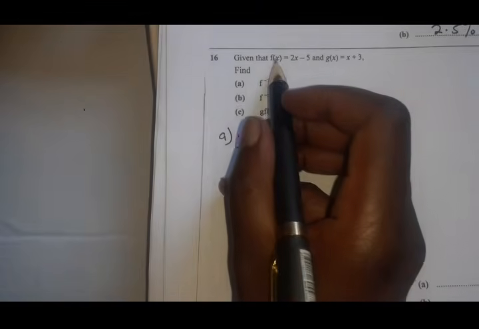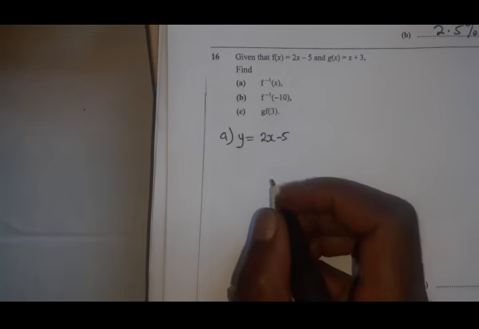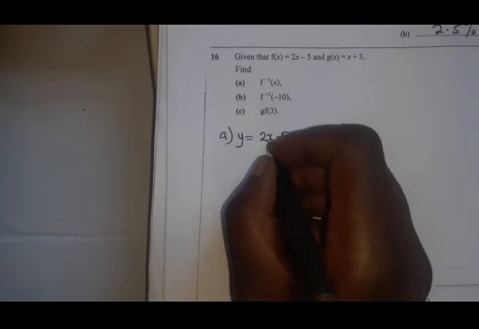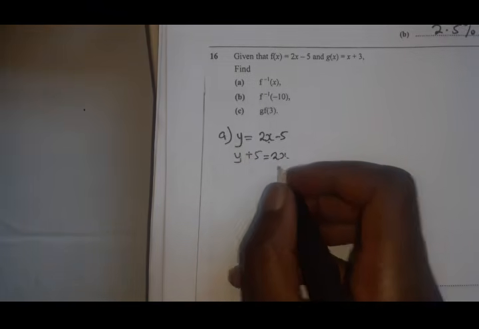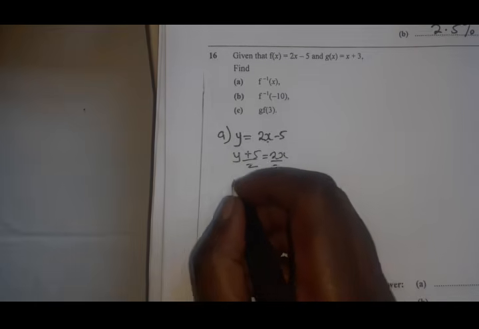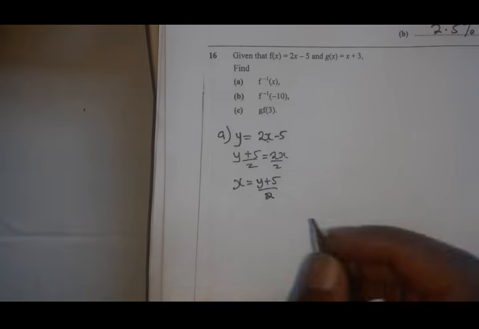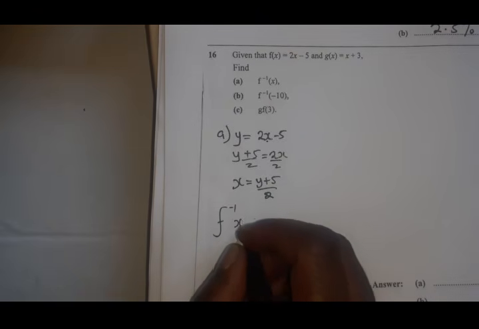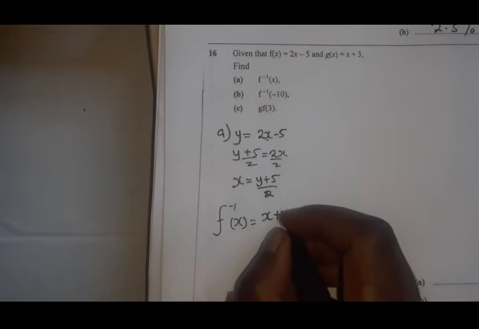We say y, where there is f(x), we put y is equal to 2x minus 5. Then we make x the subject of the formula, which will be y plus 5 is equal to 2x. So you divide both sides by 2. So x is going to be equal to (y plus 5) over 2. So f inverse of x will be equal to, where there is y here, we put back the x: (x plus 5) over 2. So this is the answer for the first one.